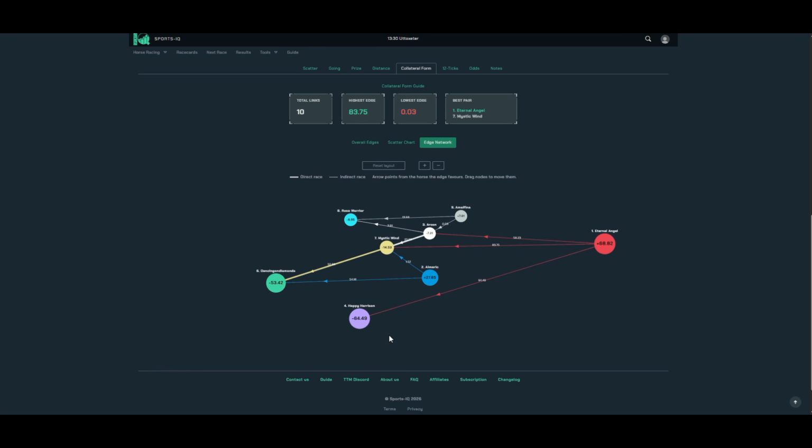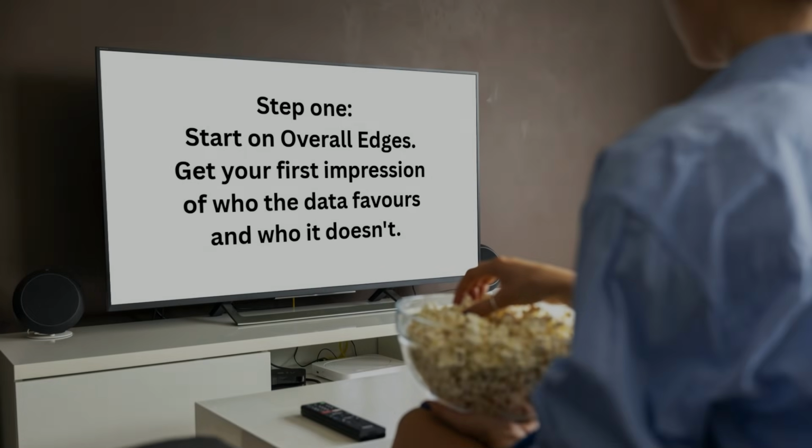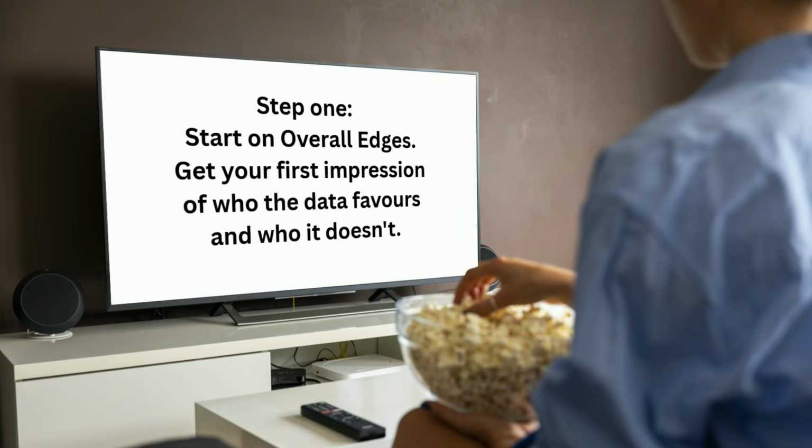In this race, all four visuals tell broadly the same story. The collateral evidence is overwhelmingly positive for Eternal Angel, while Dancing with Diamonds struggles to find many positive relationships anywhere in the network. So how to use the tool in trading? Let's bring it all together in a practical process.